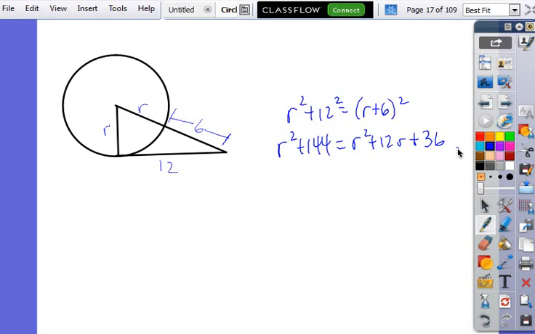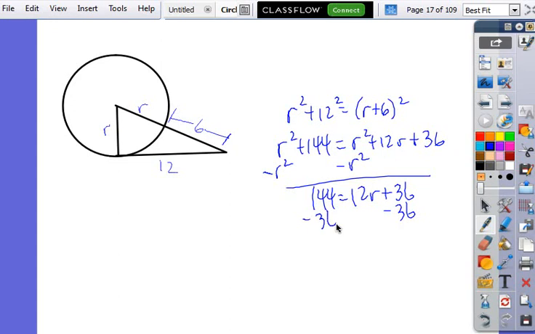Your r's cancel out. All right, y'all, enough with the noise. We're going to cancel out the r squareds. Then 144 equals 12r plus 36. And minus 36 on both sides. 108 equals 12r, and then 9 equals r. Yeah. All right. There you go.